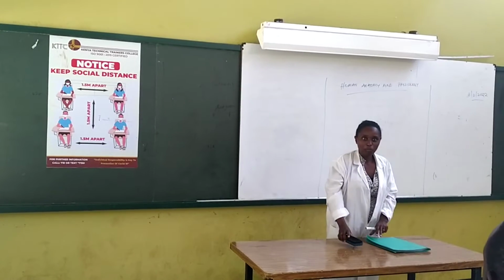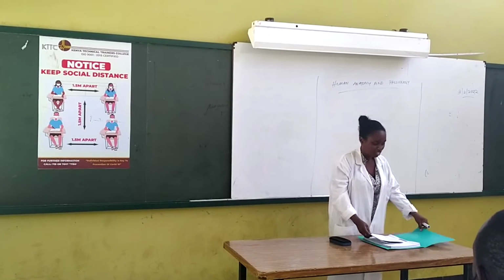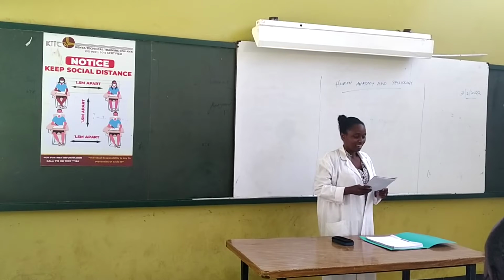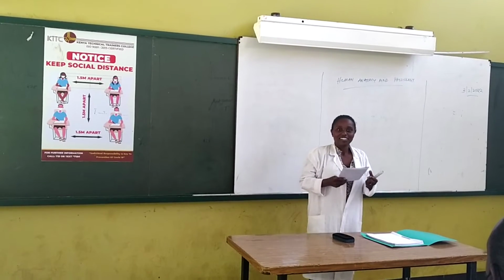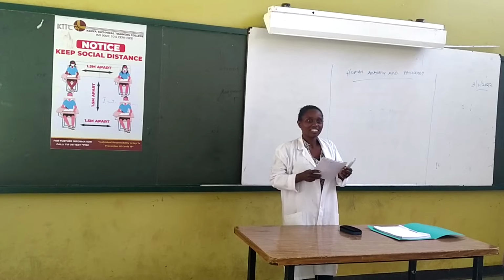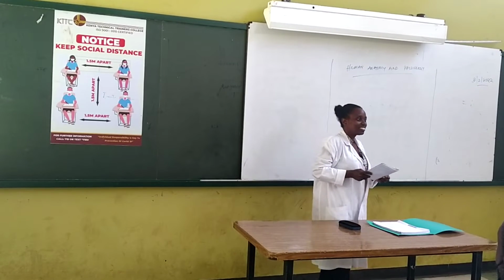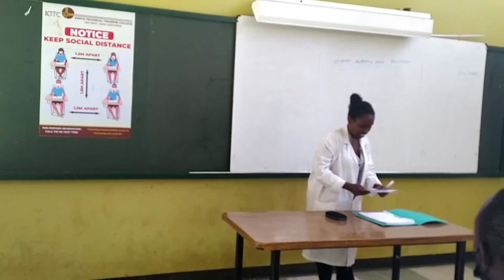So, I hope we're all in. I'll just call the register very fast. Ezra. Present. Hasanis. Moses. Present. Mulati. Present. Adam. Present. And Vinnet. Present. Okay, that's very good.